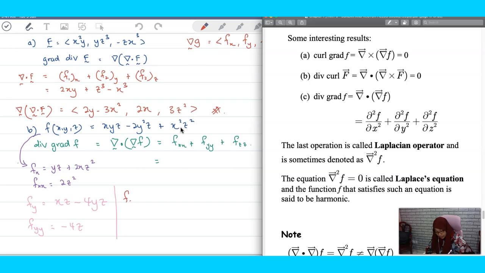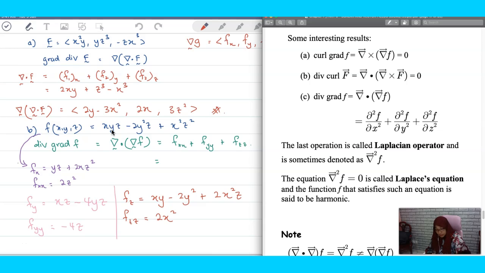Okay, and also you can get fz. Differentiate f with respect to z. So xy minus 2y square plus 2x square z. Okay, and fzz gives you 2x square.